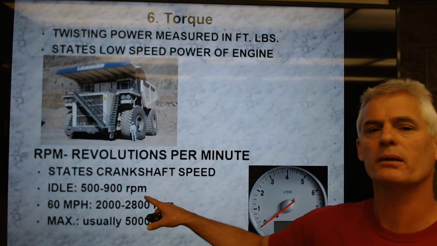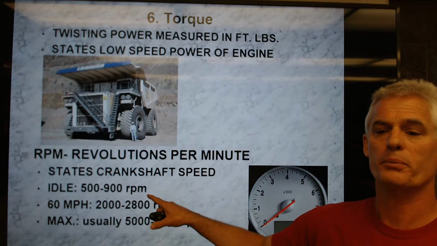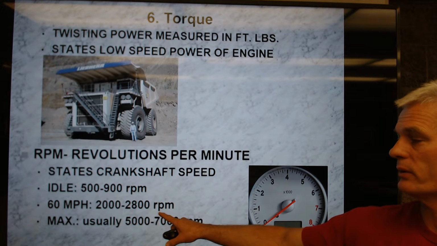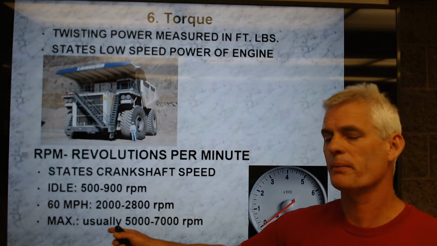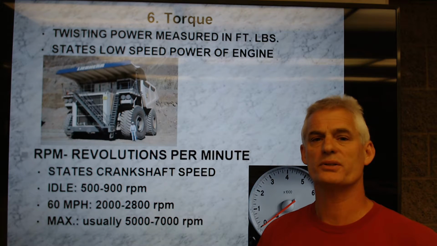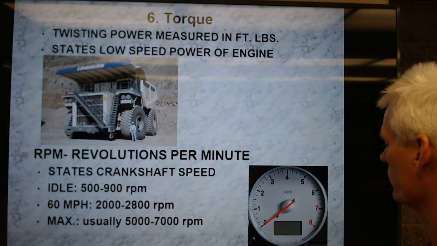So we typically idle at like 500 to 900 RPM. At 60 miles an hour, many cars are going somewhere between 2,000 and 2,800 RPM. And our max RPM on most cars is 5 to 7,000 RPM, or what we call red line.